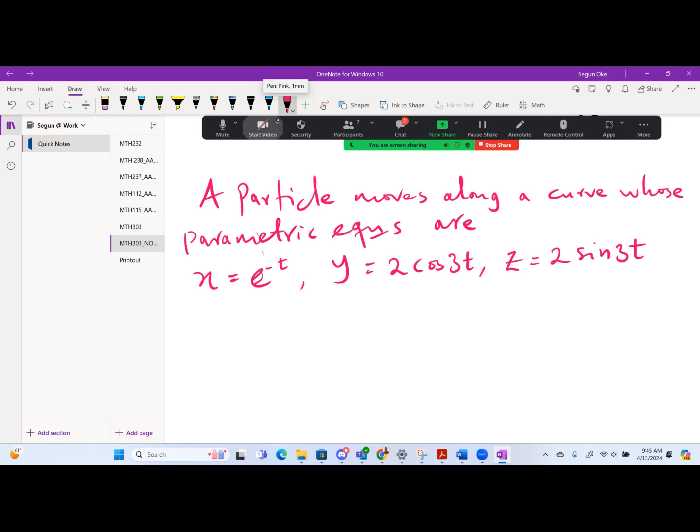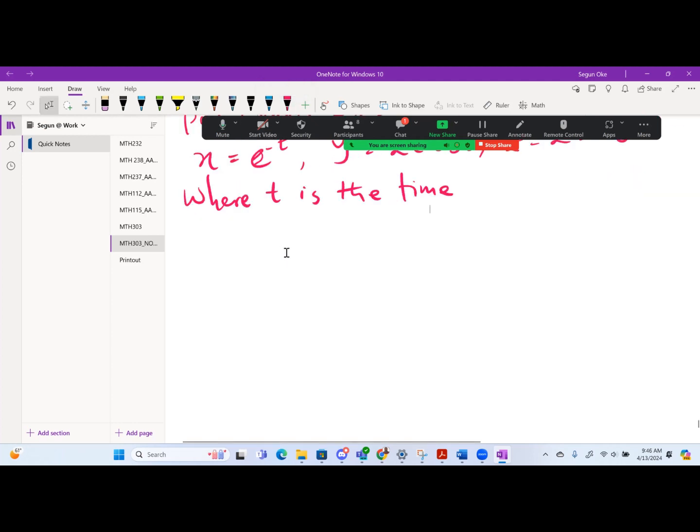Where t is the time, let's look at it. Where t is the time, then what other things do we need to put here? Let's look at what they asked us to determine here.